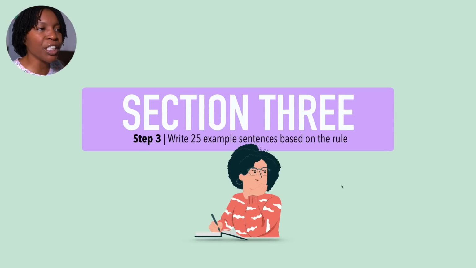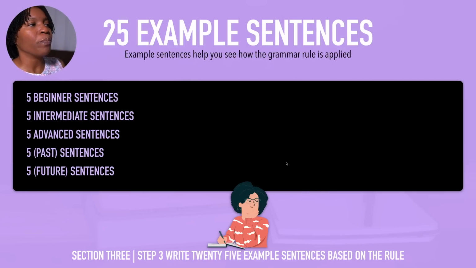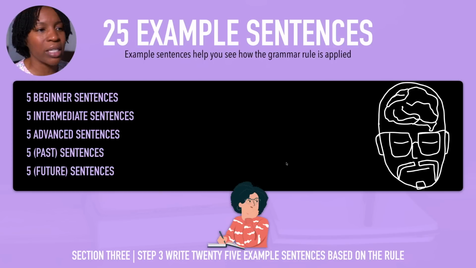Now, moving on to section 3, which is actually step 3. Write 25 example sentences based on the rule. 25? Yep, I said 25. And let me tell you why it's so important to select 25. So you want to have example sentences that will help you see how the grammar rule is applied.